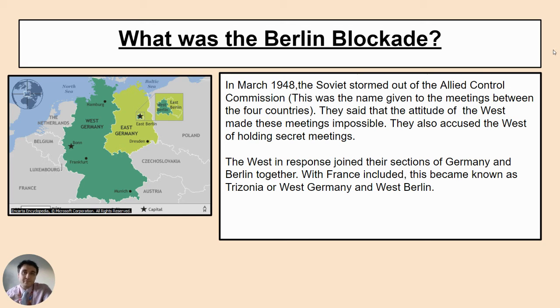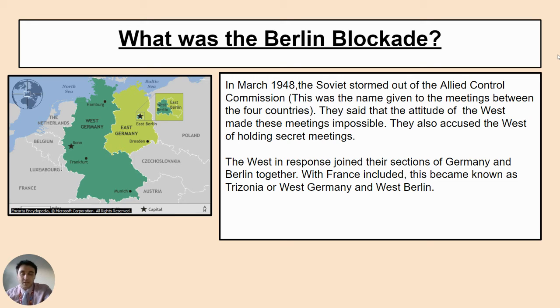The West, in response to the Soviets storming out, joined their sections of Germany and Berlin together. They included France. So now we are seeing Trizonia. So tri, meaning three, like a tricycle, three wheels. Trisexual, not really a thing. But tri means three. Zone, again, zones. Trizonia there. Or, as it's now known, West Germany and West Berlin.